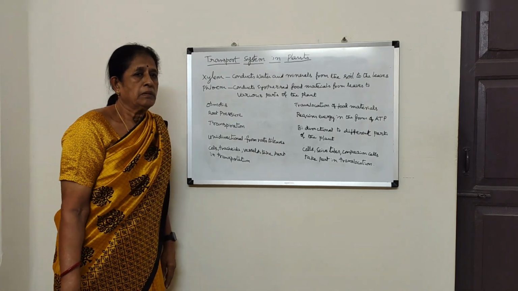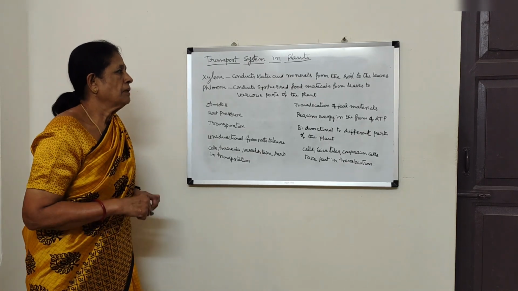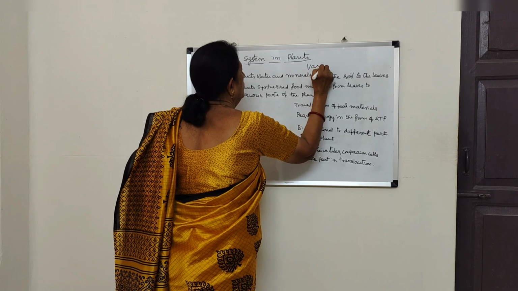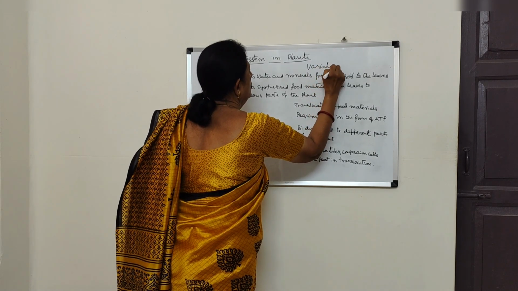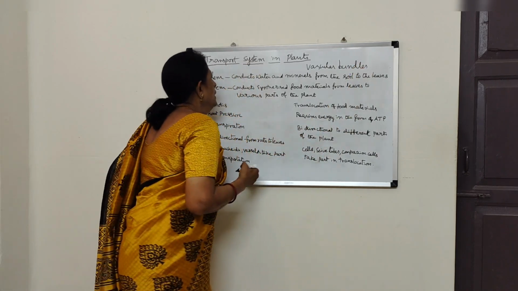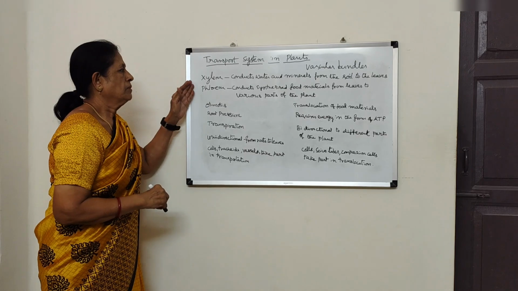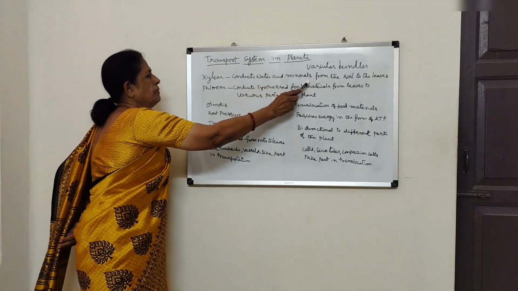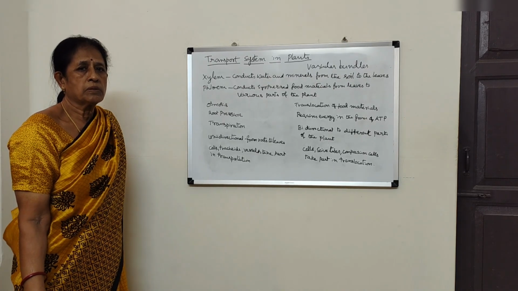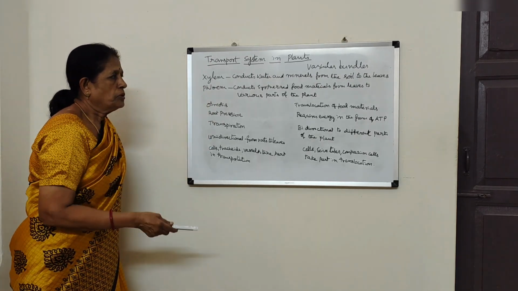That is the question. So in plants, the transport tissues, that is xylem and phloem, form vascular bundles. They are present in vascular bundles and they help in the process of transportation. So xylem conducts water and minerals from the soil to the leaves, where the process of photosynthesis is taking place. So that is from roots to the leaves.